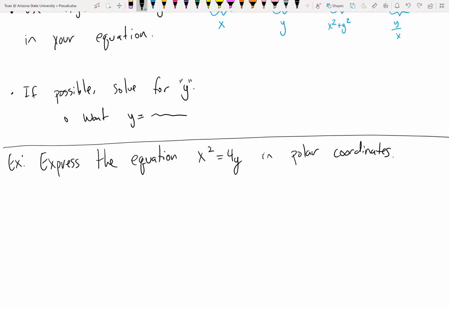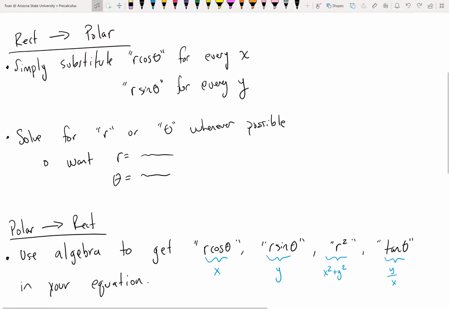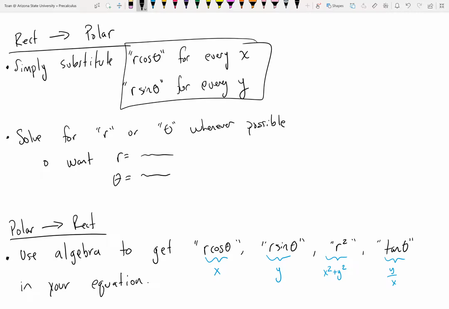So to do this, it's very easy. It's just straight up substitution. So this is the easy route. Converting into polar is easy. Just plug in the bridges. Substitute r cosine theta wherever you see x, and substitute r sine theta wherever you see a y.